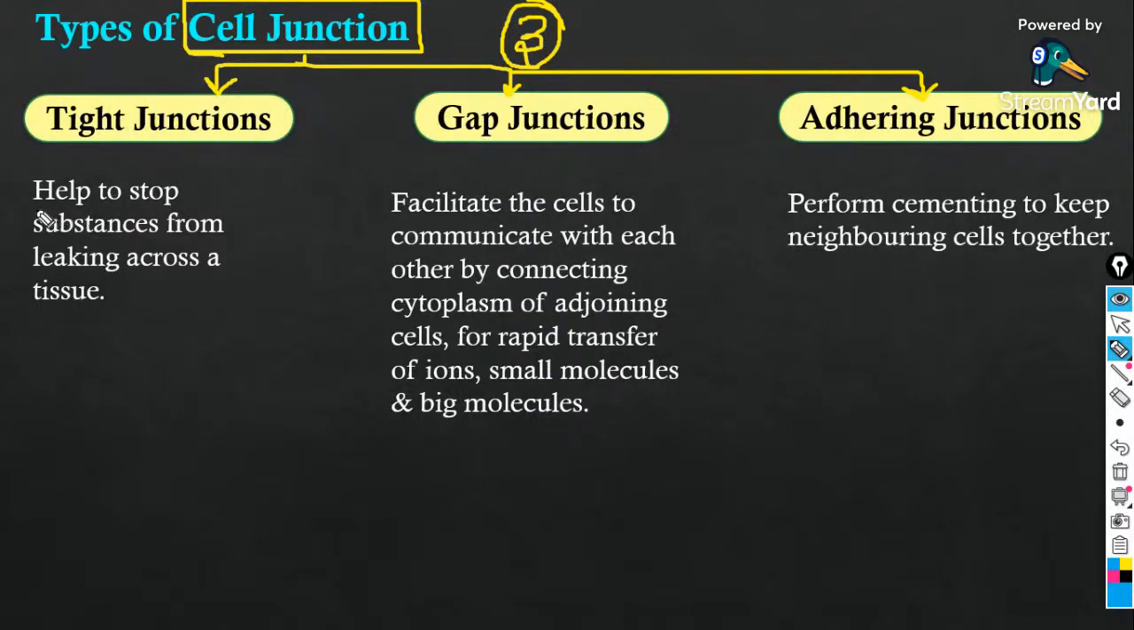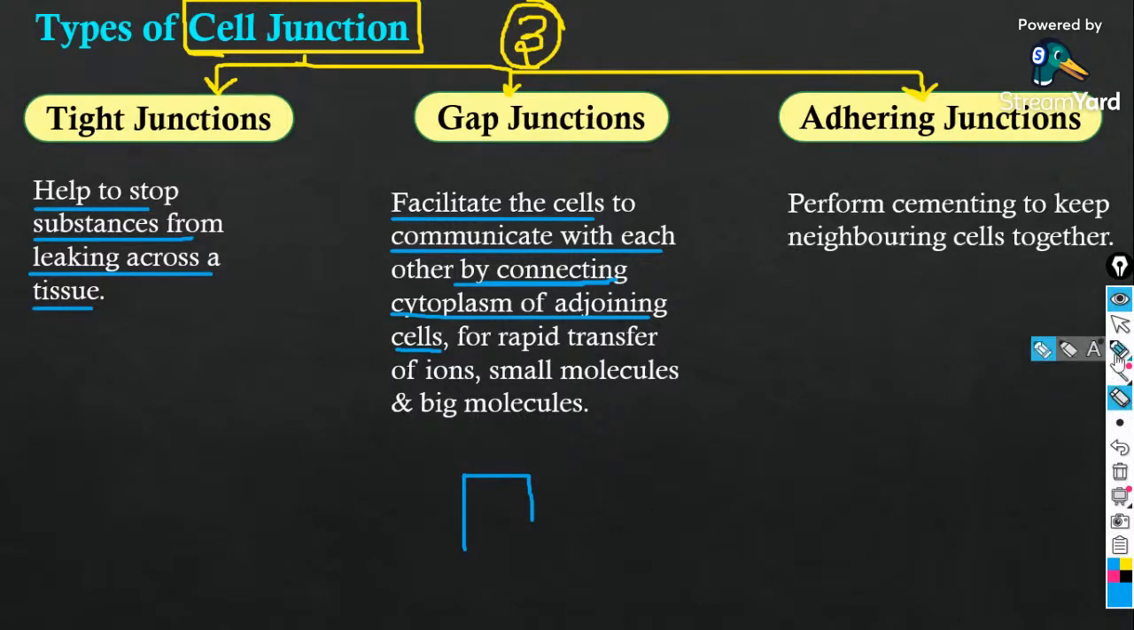Tight junction helps to stop substances from leaking across a tissue. Gap junction facilitates the cells to communicate with each other by connecting the cytoplasm of the adjoining cells. The cytoplasm of the adjoining cells would be connected.